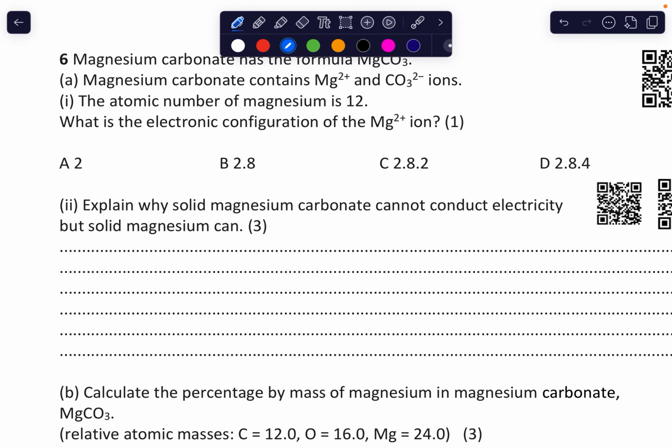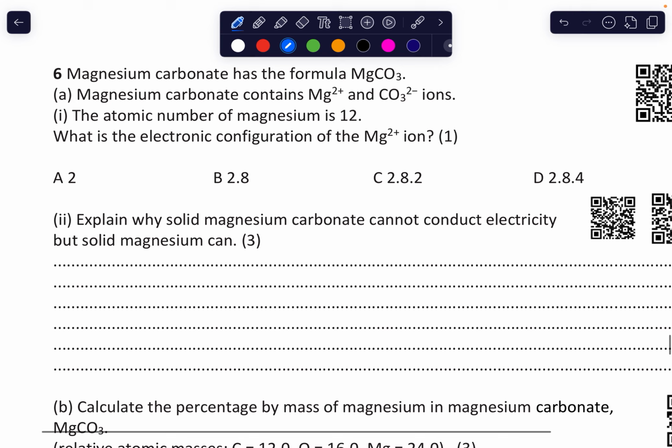Okay, so magnesium carbonate has this formula and it gives some information about the ions, and it's telling us that the atomic number for magnesium is 12. Give the electron configuration for the ion.